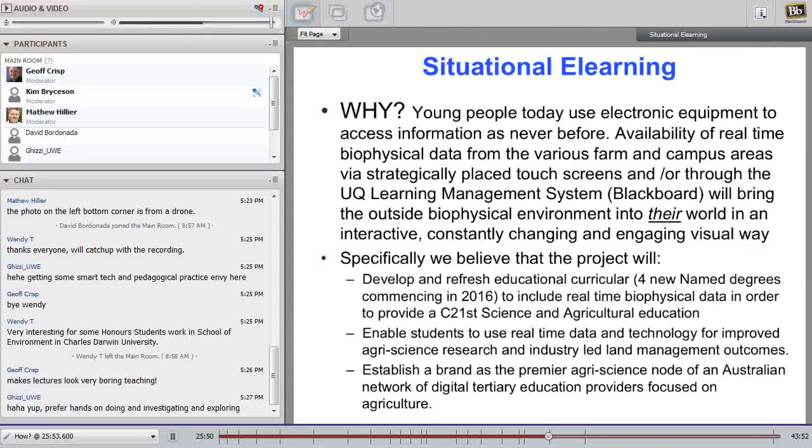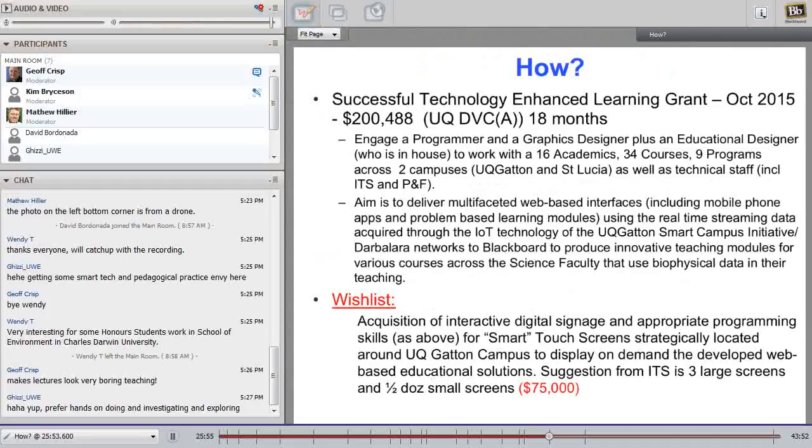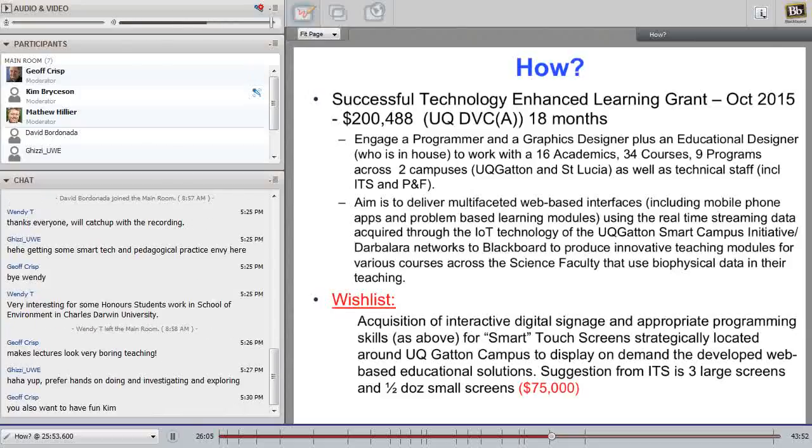How? Well, I learned on Wednesday that we have been successful in getting a technology enhanced learning grant for about $200,000 odd, 18 months worth. And what we're going to do is we're going to engage a programmer and a graphics designer, plus an educational designer, which we have in-house, to work with 16 academics, 34 courses, 9 programs. Sorry, I thought it was 15 and 32. We've got another academic in there.